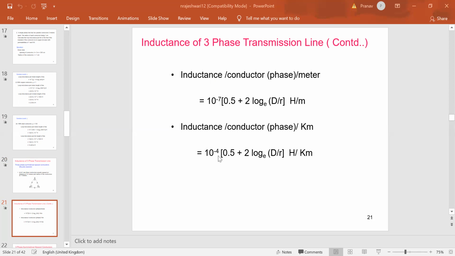And inductance per conductor per kilometer will be given by the above formula only, but it is taken for a three-phase transmission line because these are three equal distances. The inductance per conductor per kilometer is equal to 10 to the power of minus 4 into 0.5 plus 2 log of capital D by r henry per kilometer.